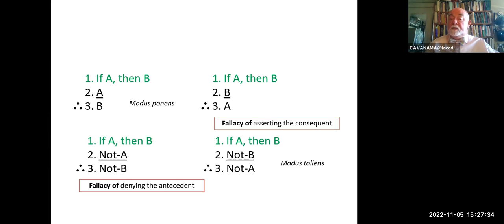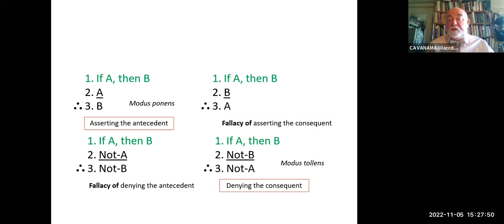By the way, we call the two invalid ones the fallacy of asserting the consequent and the fallacy of denying the antecedent. Fallacy means invalidity. Well, we could just as well give English names to the other two. It just kind of helps to remember that the two Latin ones are the valid ones.